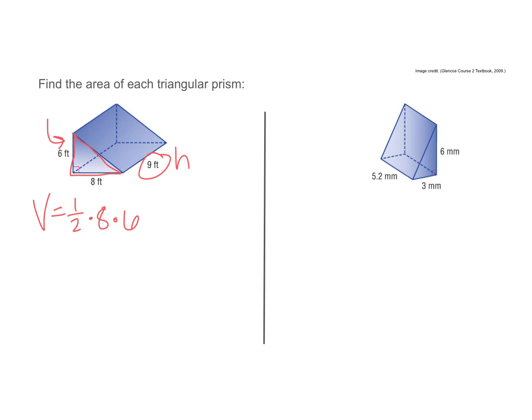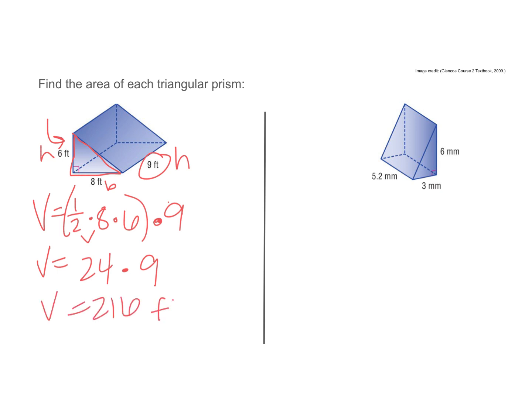I know I'm saying base a couple times here, but the base of the base is 8. And there's the height of the base. Let's put that in parentheses because that's the area of the base, and then we're going to times it by the height, which is 9. So I know that 1/2 of 8 is 4 times 6 is 24. Then multiply that times 9. So the volume is going to be 216 feet cubed.